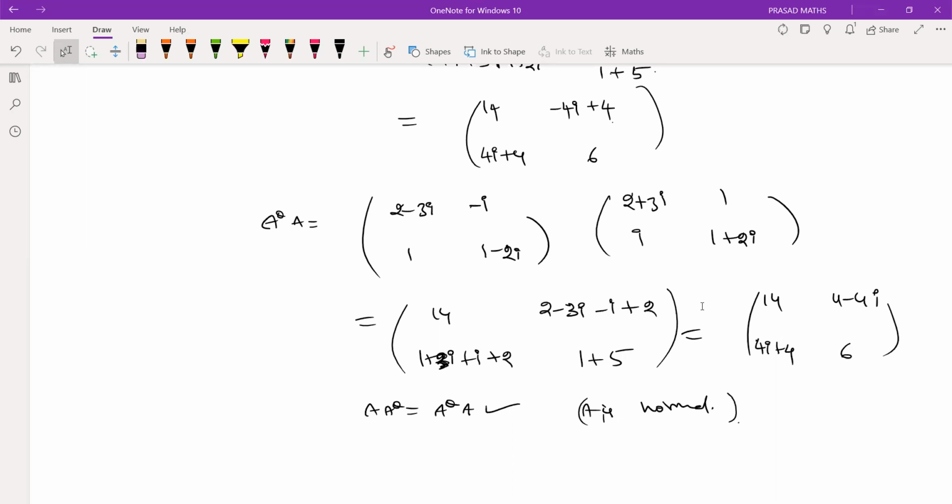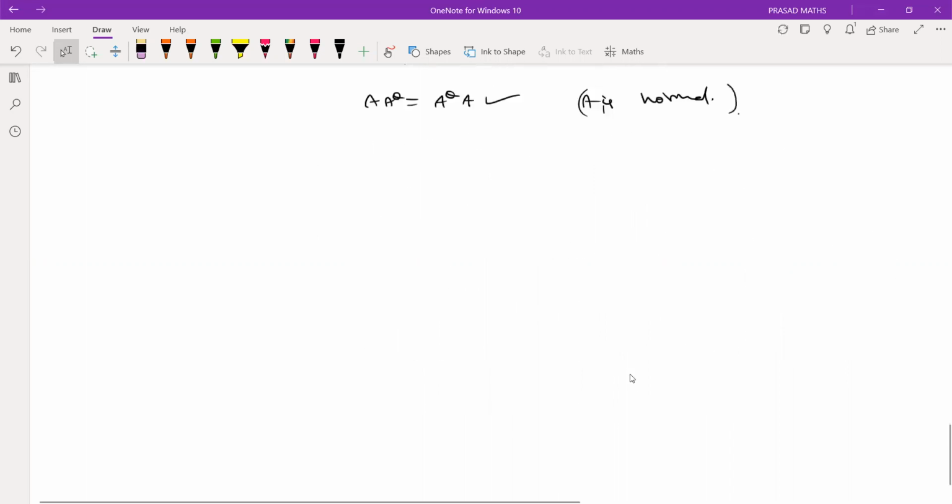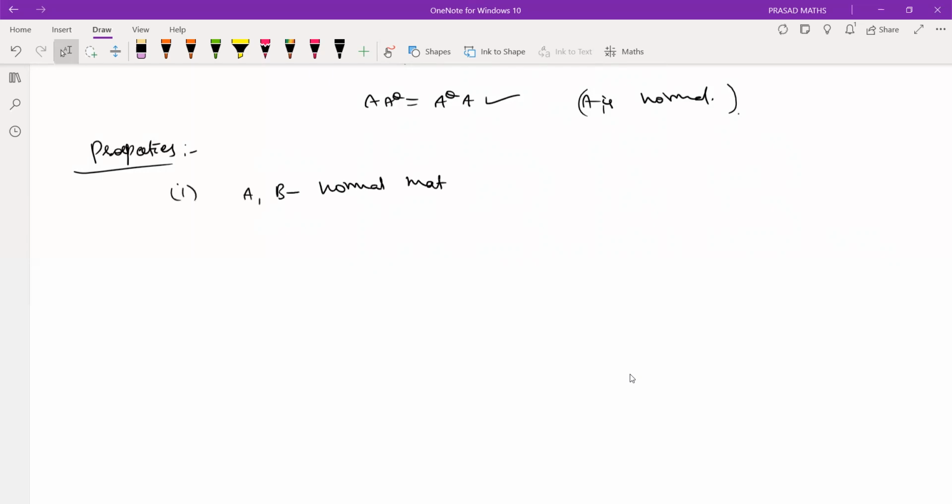Right? Next is sum of normal matrices. Again, properties. We start with normal properties. We take A is normal, B is normal. That means both are normal matrices. Does it mean that the sum is normal?